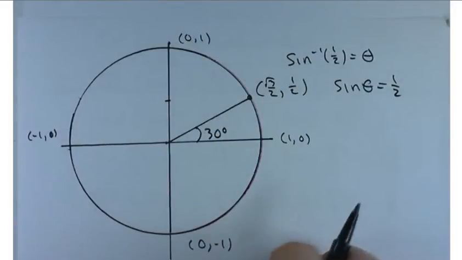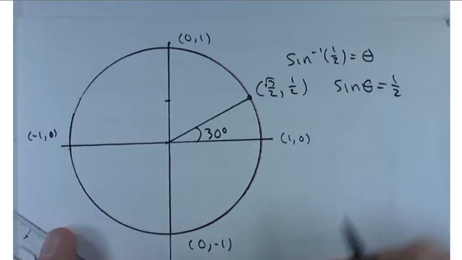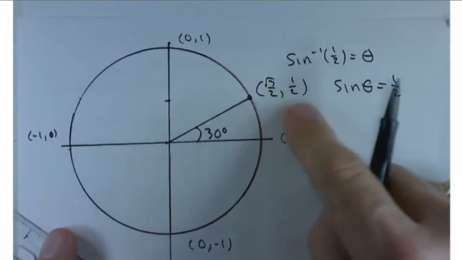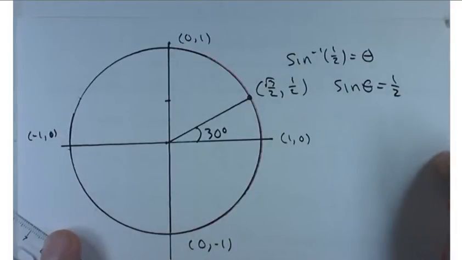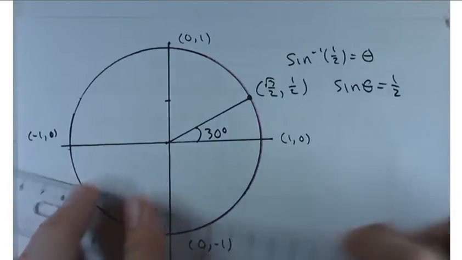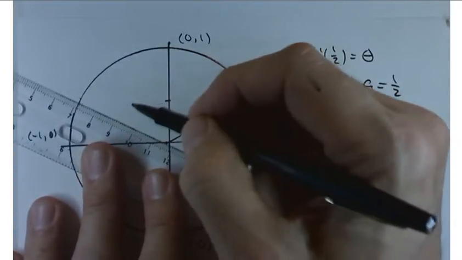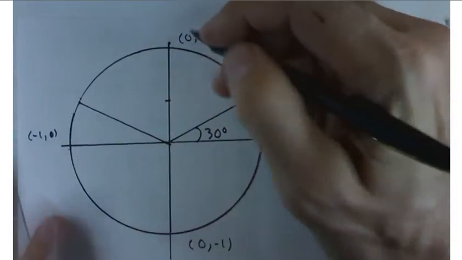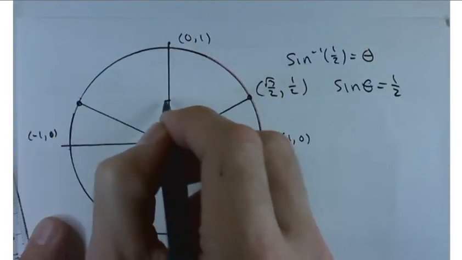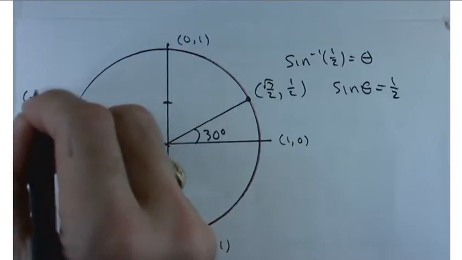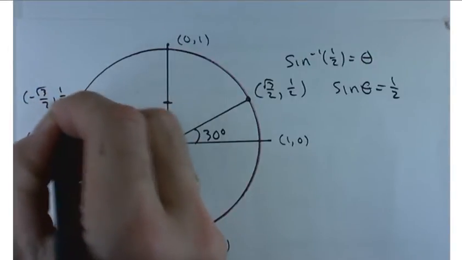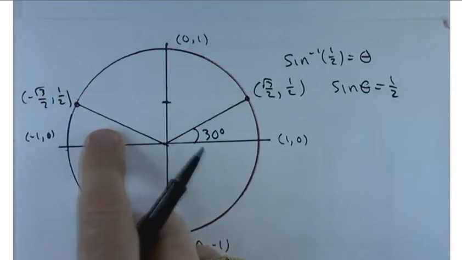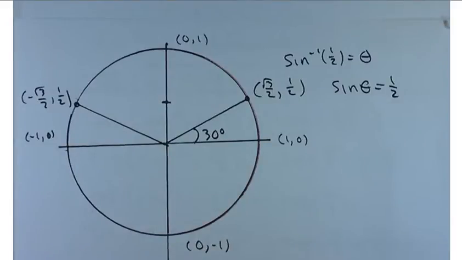But keep in mind, that's not the only place where the sine is 1/2. Where's the other place where the sine is 1/2? On the other side of the unit circle here, right? Right over here. So that's negative root 3/2 and 1/2. So both of these are places where you could say, well, look, hey, the sine is 1/2, right?